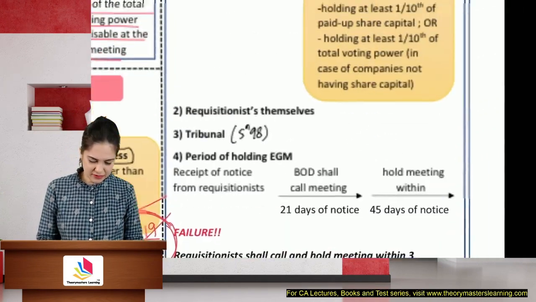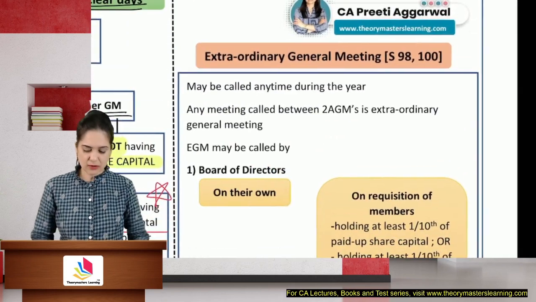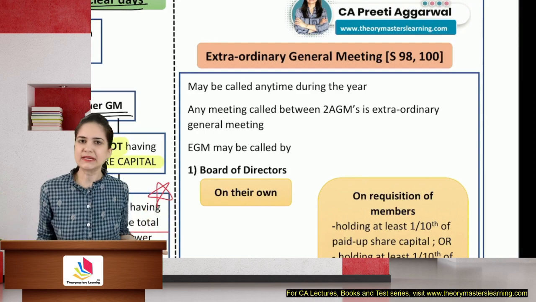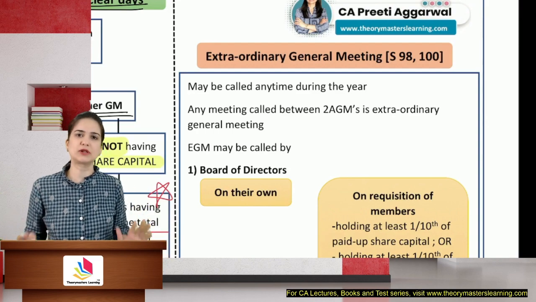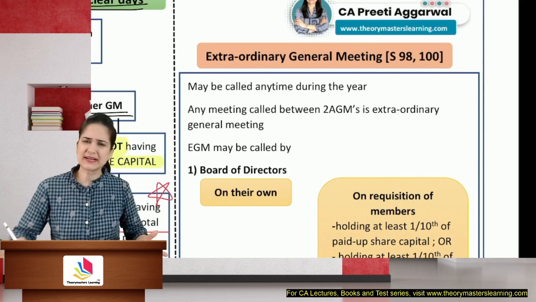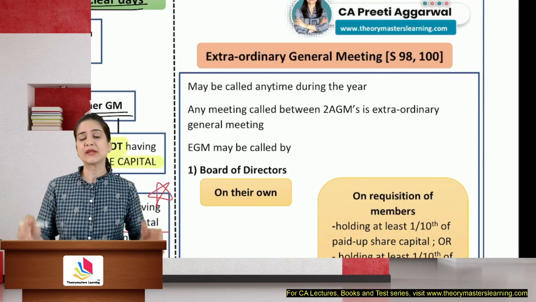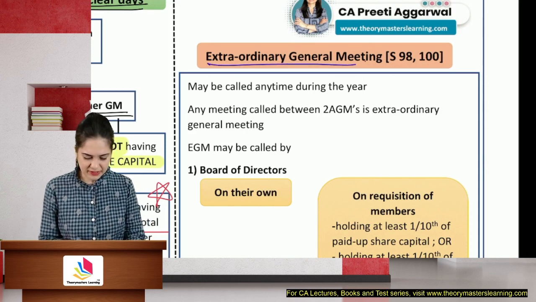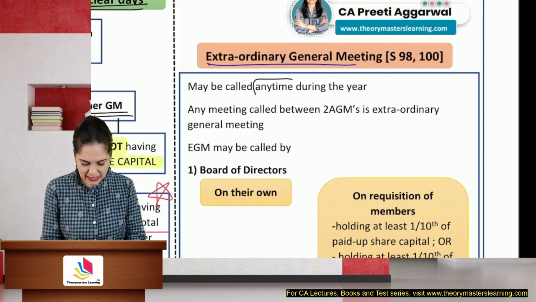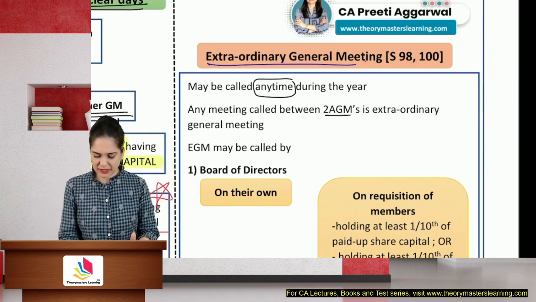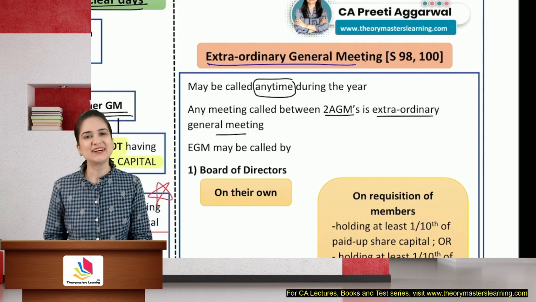Then we have the extraordinary general meeting. Now, I can't wait for the annual general meeting. No, meeting can be called any time during the year. I want to take decision, I need to call the meeting of members. Meeting which is called between two annual general meetings, you can call it any time, whenever you require. Meeting held between two annual general meetings is known as extraordinary general meeting. So this is a meeting which can be called at any time during the year.